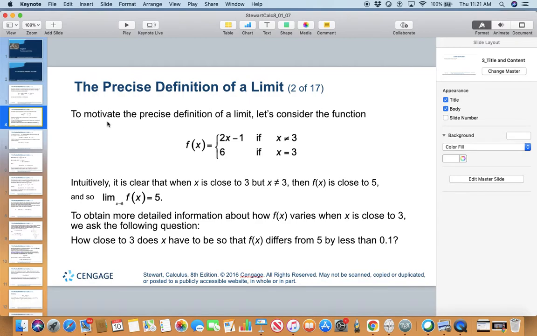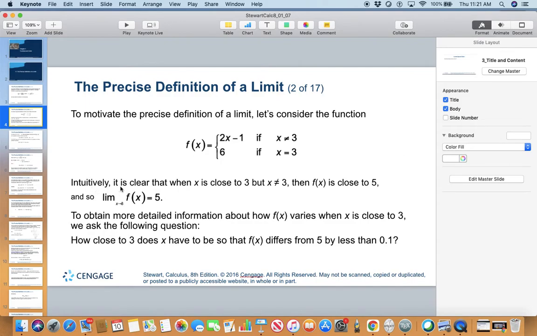Okay. To motivate the precise definition of a limit, let's consider the following function. f(x) is piecewise defined: 2x minus 1 if x is not 3, and f(x) is 6 if x is 3. You see, the value at 3 is 6, but away from 3, you follow the rule 2x minus 1.